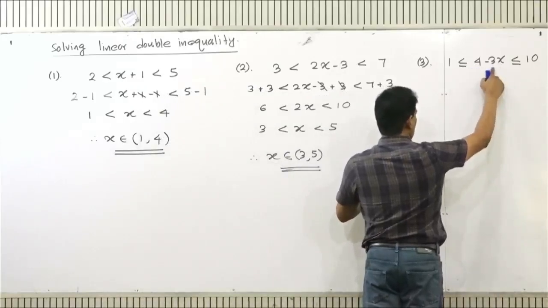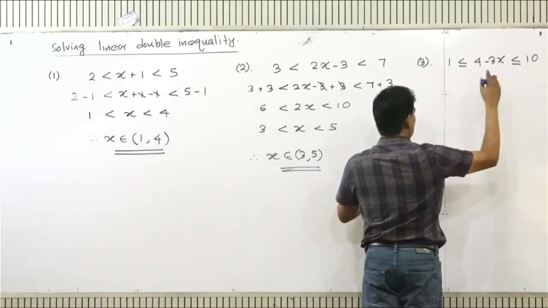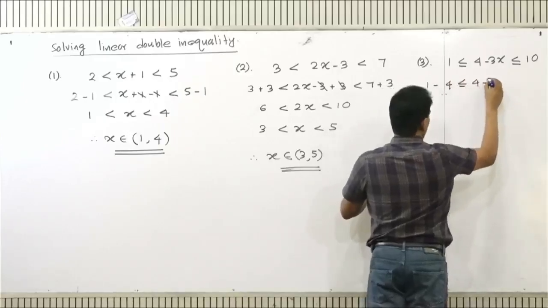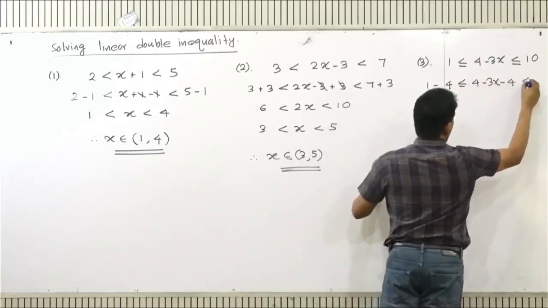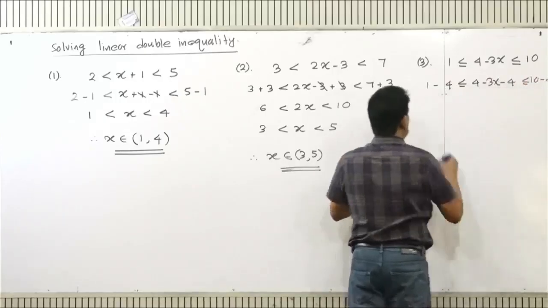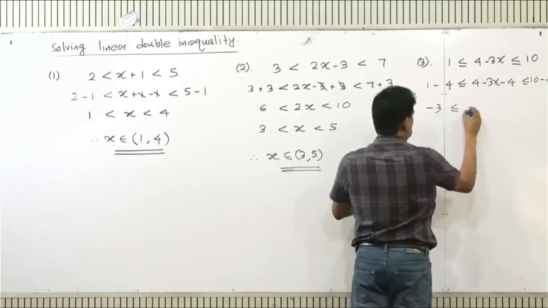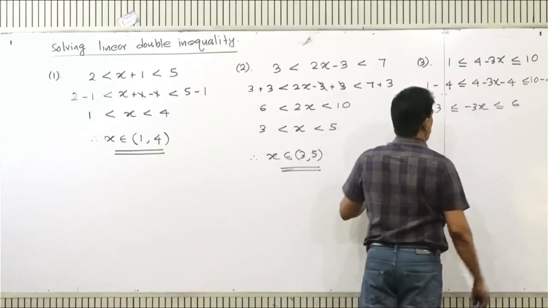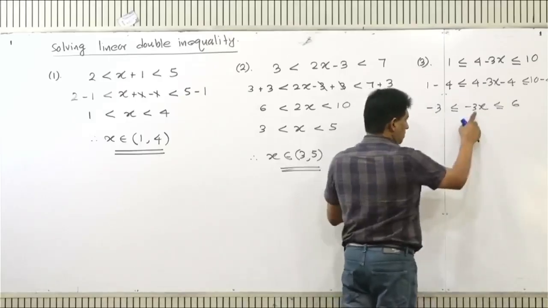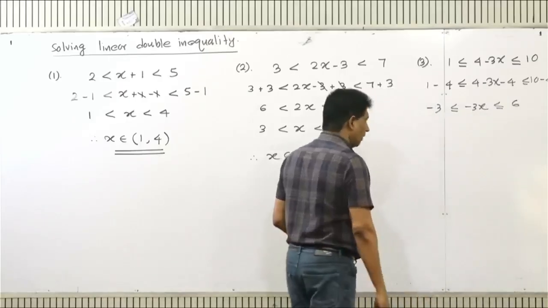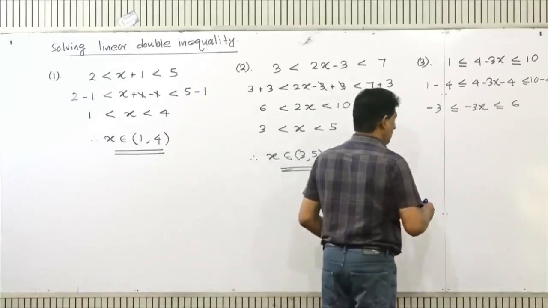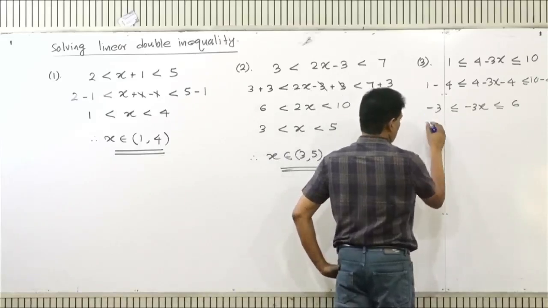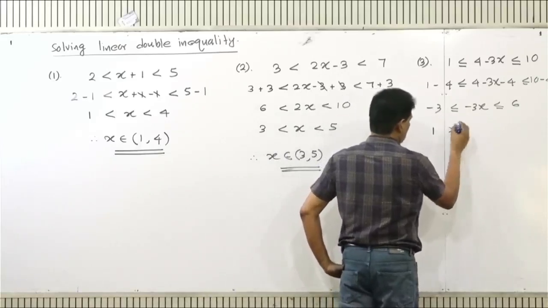Here we can subject x. First we have to subtract 4. To remove this minus 3, we have to divide each side by minus 3. Then minus 3 over minus 3 means positive 1.